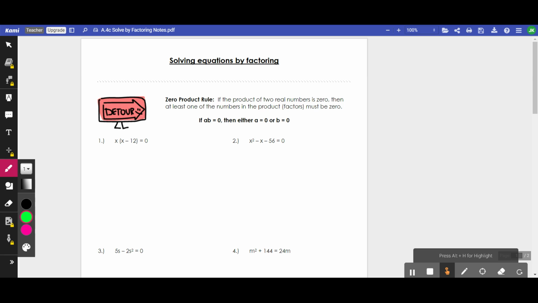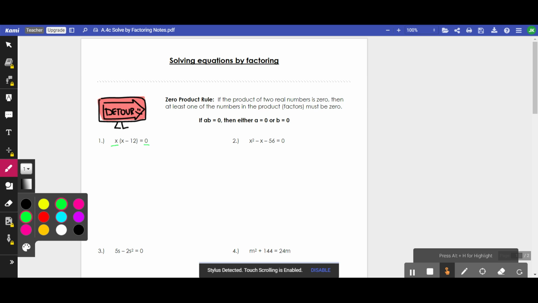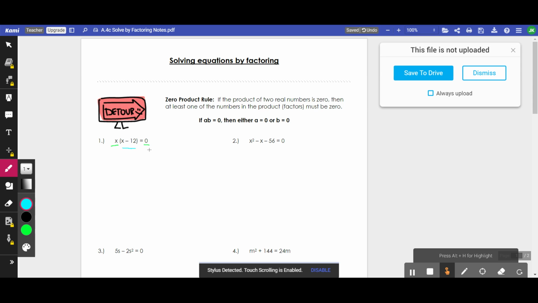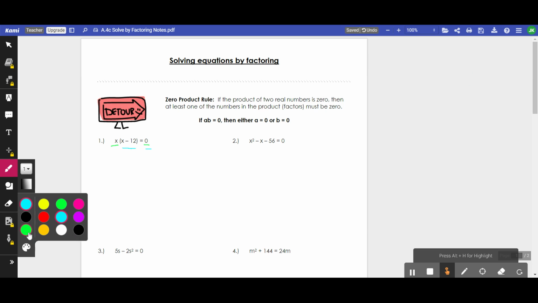So for the first one here, this is pretty much already factored for you. So you know that the product of these two terms multiplies to give you zero. So it's x times (x minus 12) equals zero, which means either x would have to equal zero here, or, I'm going to use different colors, your other factor would be equal to zero. So we're going to set each one to zero. You can set your first factor equal to zero, which is just x here. So you'd have x equals zero for the green part there.